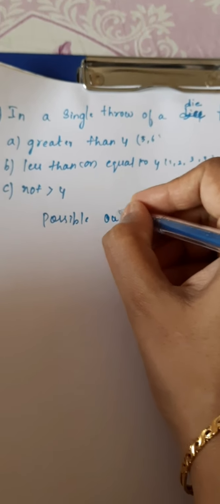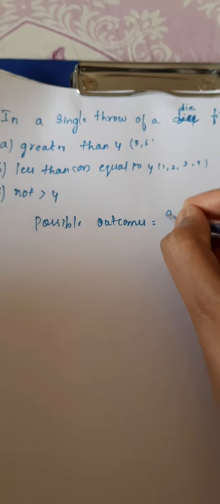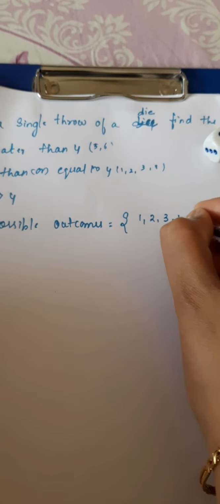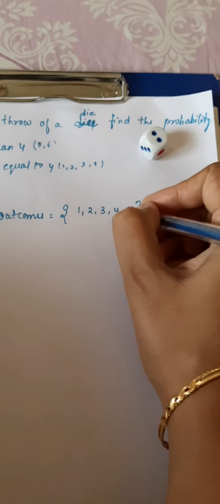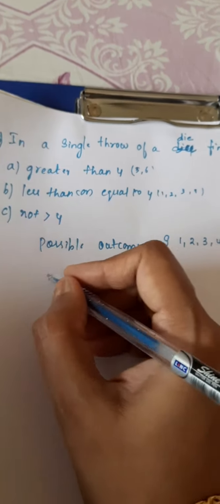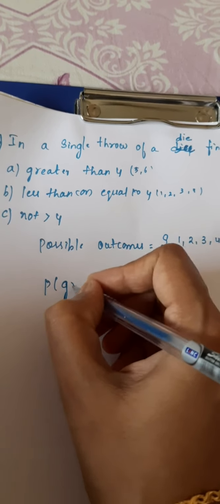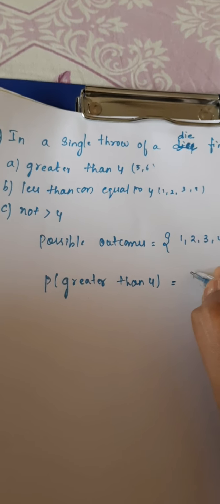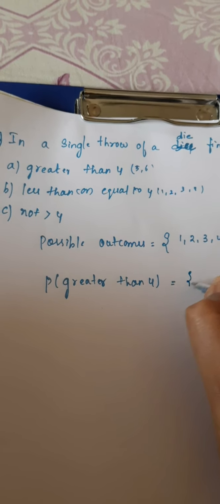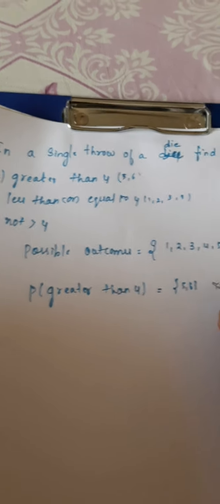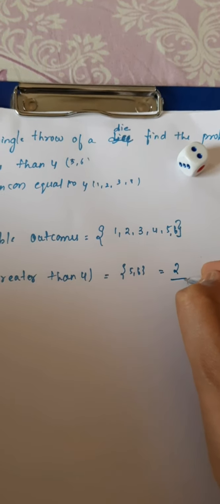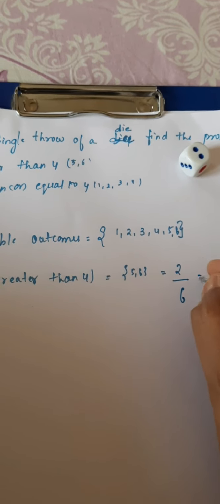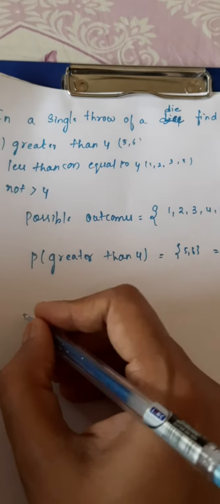Possible outcomes or the total sample space is going to be 1, 2, 3, 4, 5, and 6. So the total number is 6 possible outcomes. N of S is 6. Now probability of getting greater than 4, it can be only 5 or 6. So it's going to be 2 by total outcomes, 6 possible outcomes. Further simplifying, it becomes 1 by 3.